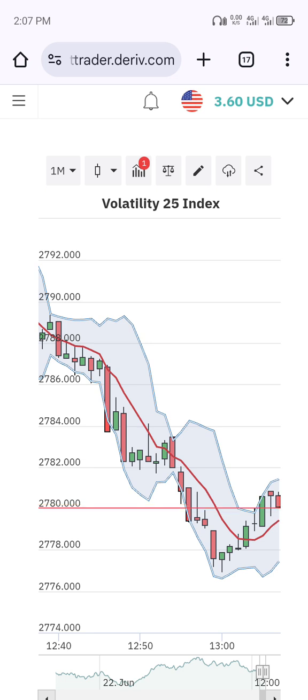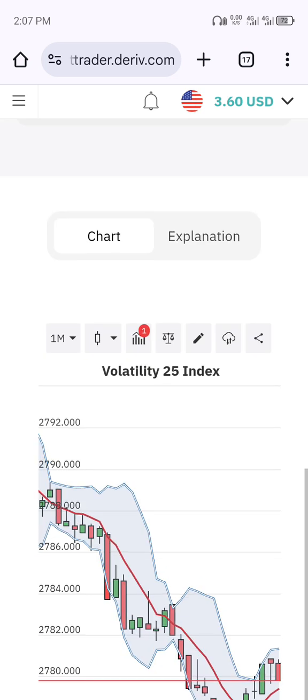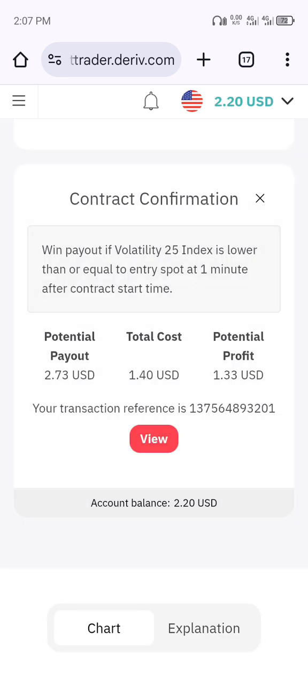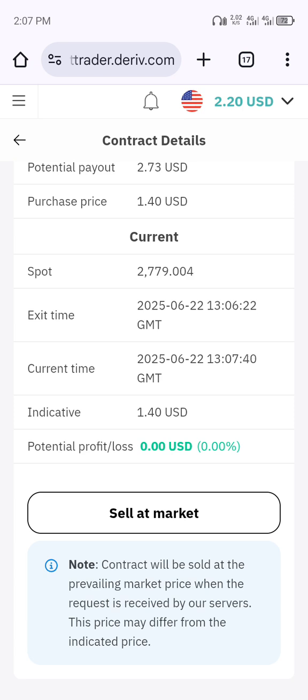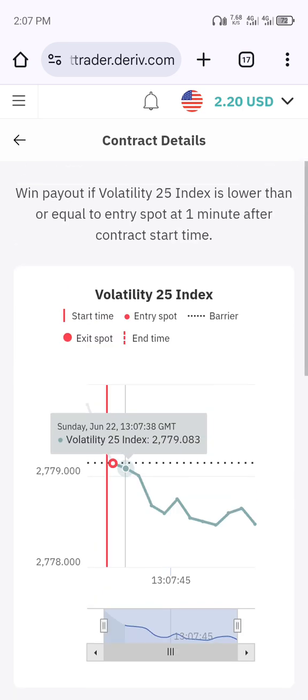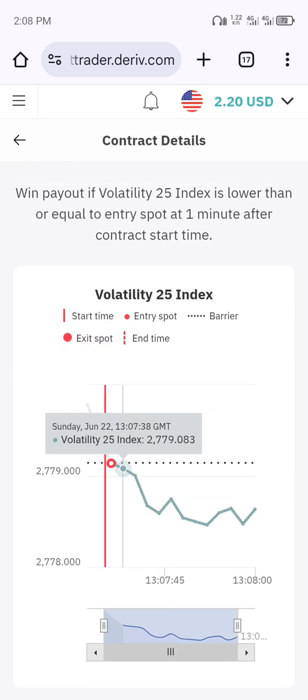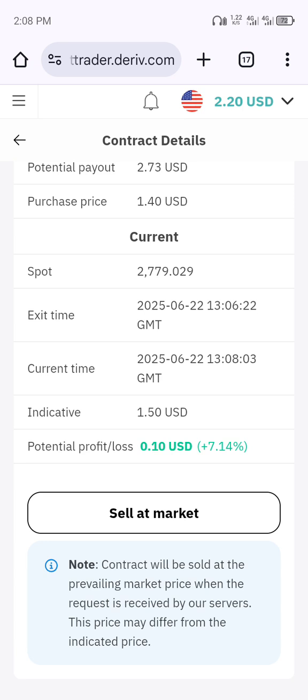It seems to be retracing. We place the trade and we go down to monitor the trade. At $1.40, our take profit is between $1.10 and $1.20, and we are looking out for that. It's still moving in a direction. It seems to be fluctuating a bit against us.